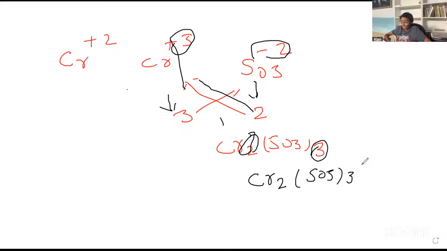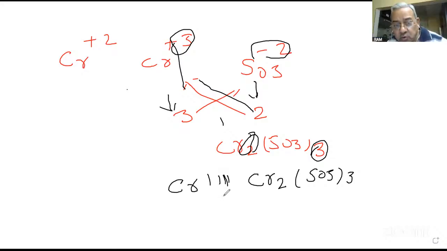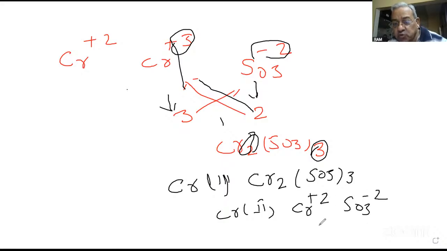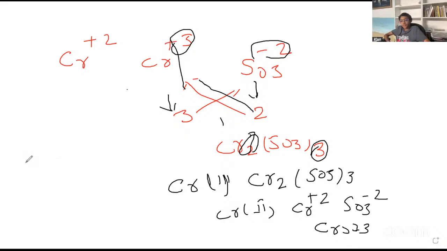Here it is already given chromium 3. If it were given chromium 2, then we would take chromium +2 and SO3 -2, and it would become CrSO3 only, right? So depending on chromium 2 or chromium 3, it will change. Are you able to follow me? Yeah. Okay.